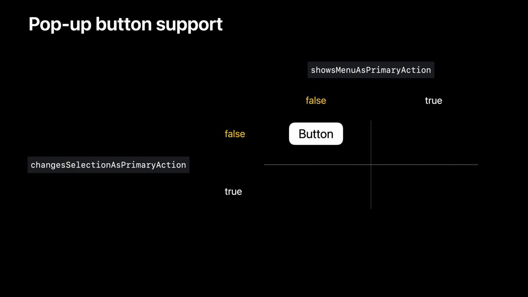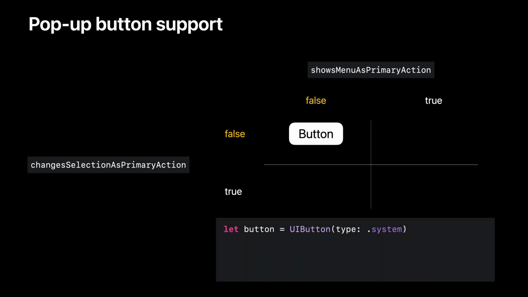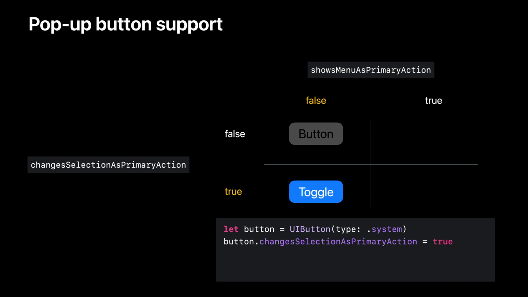With both properties set to false, we get a standard push button. Note that this can still display a menu if one is set when you click and hold on the button. The code to create that button is shown below. If only Changes Selection as Primary Action is set to true, you get a toggle button that can be clicked to turn on and off. This can be used to indicate state in your application.